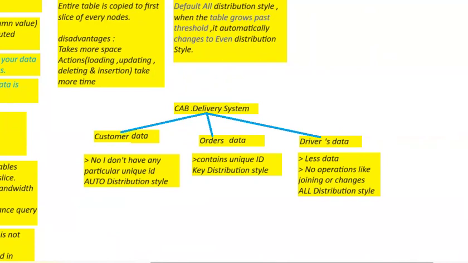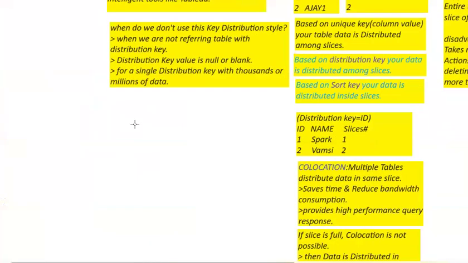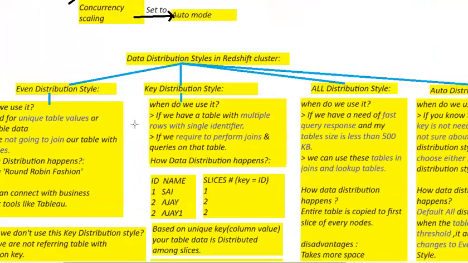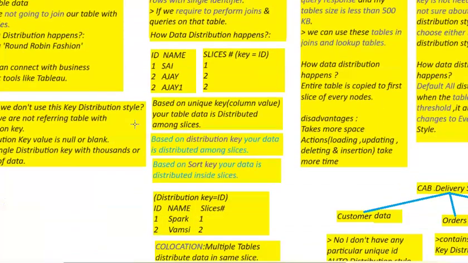Coming to customer data, since customers do not have any particular ID and we do not know whether to choose even distribution or all distribution, that's why we mainly prefer auto distribution. Based on auto distribution, it distributes by default to ALL distribution style. Whenever the table grows past its threshold, it changes to even distribution style. So I hope you understood these distribution styles with a real-time cab delivery system.